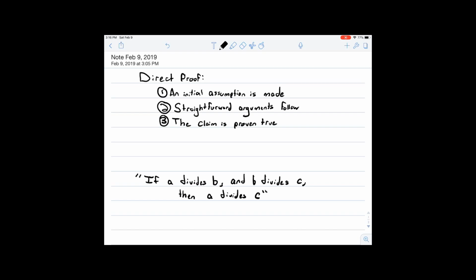Since you've been going over proofs in class, we're going to focus on direct proofs for this video, and go over an example. The definition of a direct proof is as follows. First, an initial assumption is made. Next, straightforward arguments follow. And finally, the claim is proven true. Well, this sounds pretty simple at first. These proofs can actually get to be a little bit tricky. We're going to go over an example to illuminate the process of writing a direct proof.